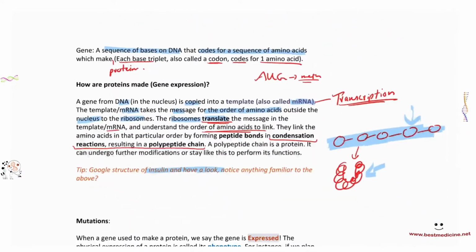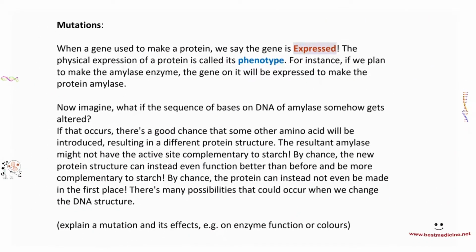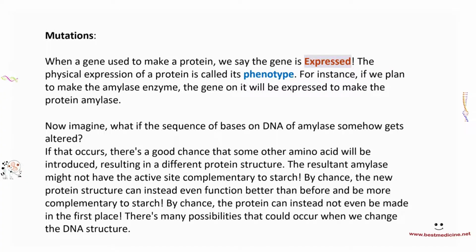Let's have a look at the topic of mutations and read this through. So when a gene is used to make a protein, we say the gene is expressed, right, through transcription and translation. The physical expression of a gene, essentially, is called a phenotype, right? So for example, if you have a gene for blue eyes, then having blue eyes is the phenotype, while the genotype is having the gene for it. If you have the gene for curly hair, then having the gene there in the DNA is the genotype, while having curly hair actually, the physical manifestation of that gene, is the phenotype.